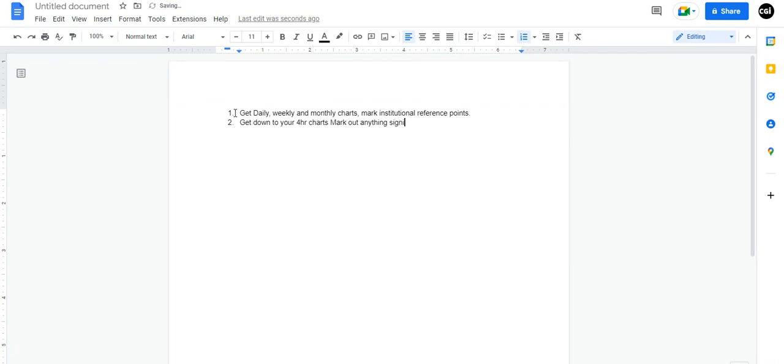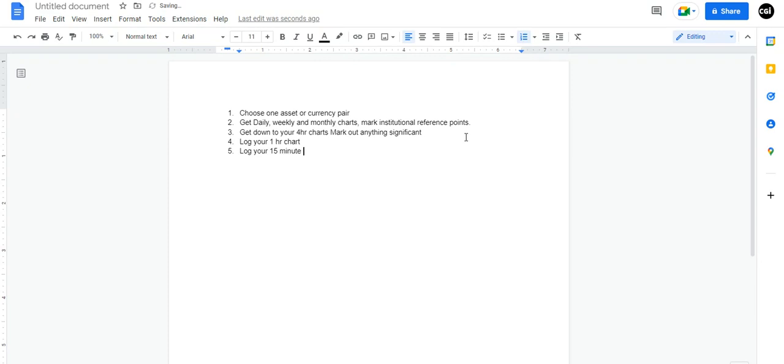In fact, the first step is actually to choose one asset, or currency pair. Choose one asset or currency pair. Next, get daily, weekly, mark institutional reference points. Go down to your 4 hour charts, mark anything significant. Log your 1 hour chart.